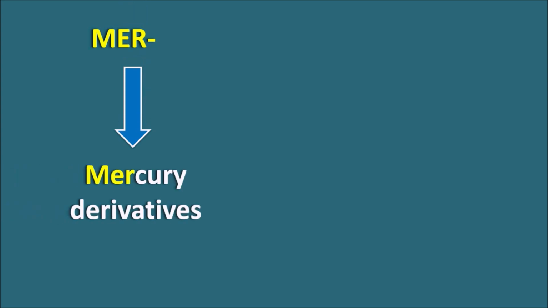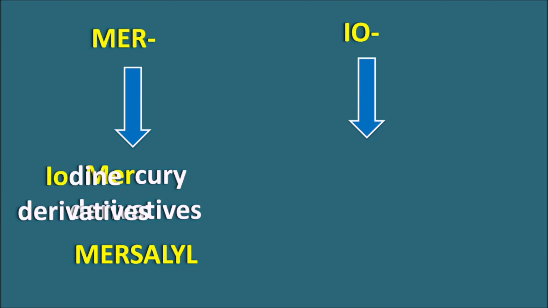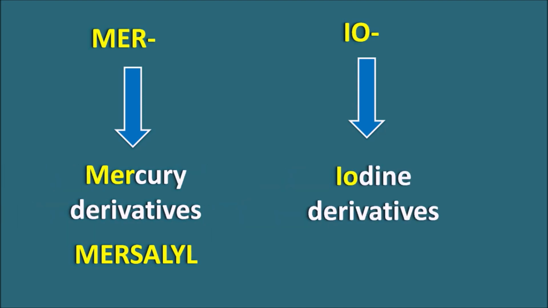Similarly, the prefix mer indicates they are the mercury derivatives. So one of the drugs is the mersalyl. Mersalyl is one of the diuretics used to decrease the blood pressure. And the prefix IO indicates they are the iodine containing contrast media. One of the drugs is the iopanoic acid. In this way, we can use a few of the prefixes in order to indicate their chemical category.